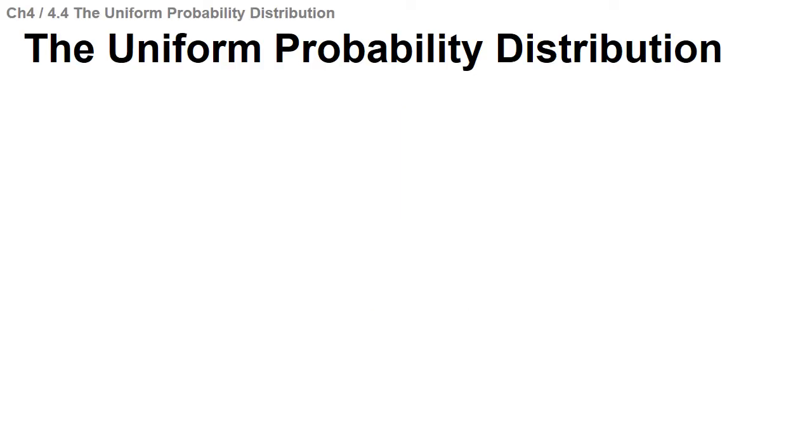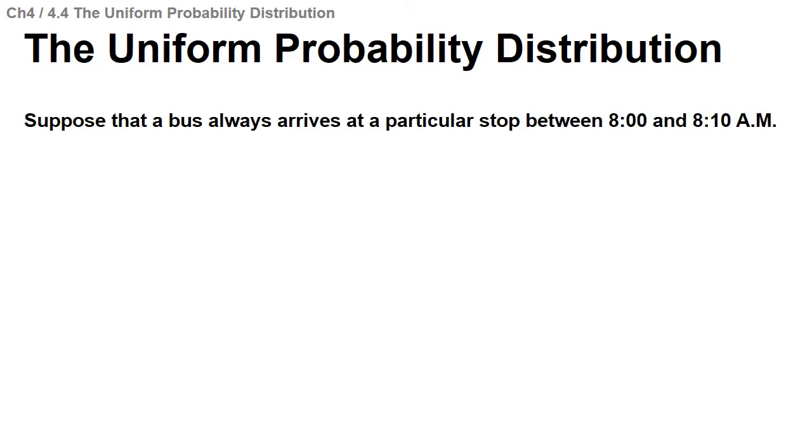In chapter 4.4, we will learn about the uniform probability distribution. To understand the uniform probability distribution, let me give you a simple example. Suppose that a bus always arrives at a particular stop between 8 and 8:10 a.m.